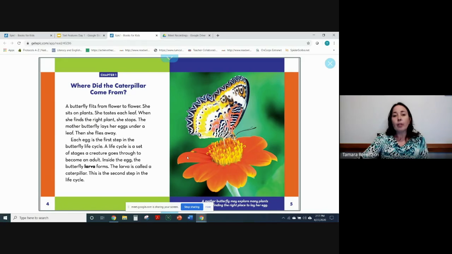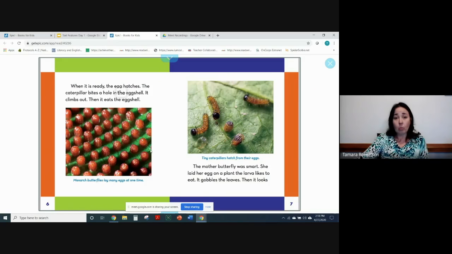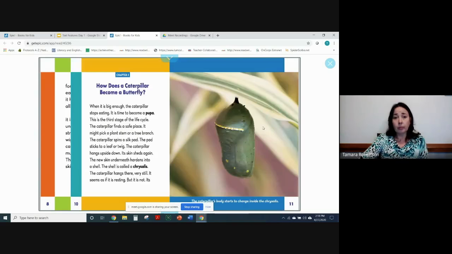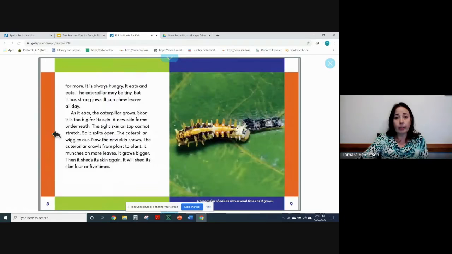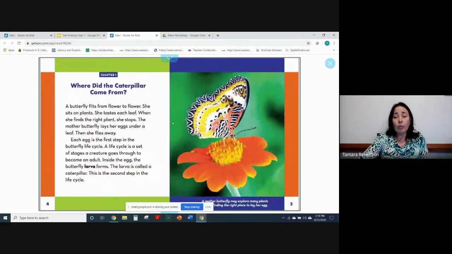Now I'm going to look for bold words. There's larva. So that's telling me larva is going to be an important vocabulary word. Have any more bold words in chapter 1? No more in chapter 1. So now I'm going to look at pictures and I'm going to look at captions.